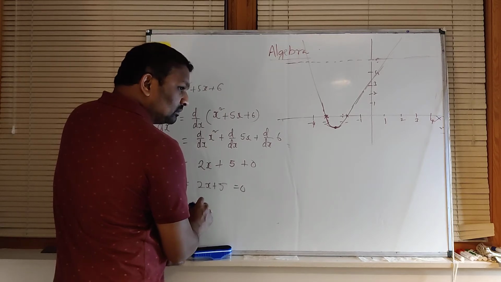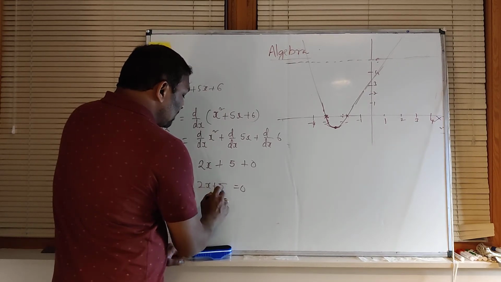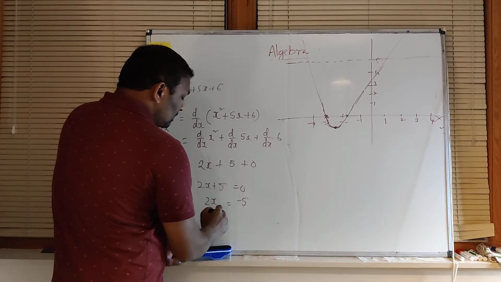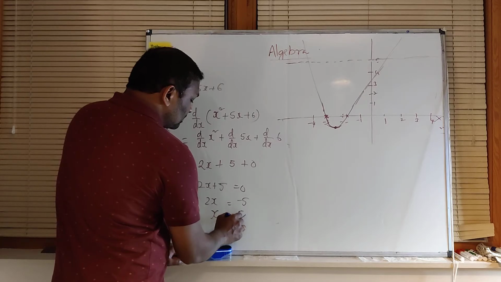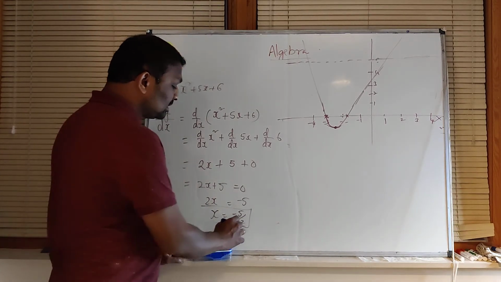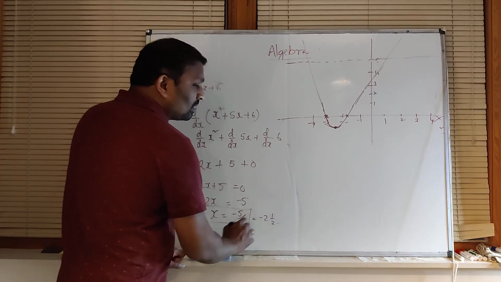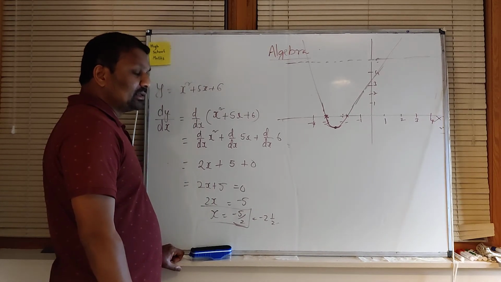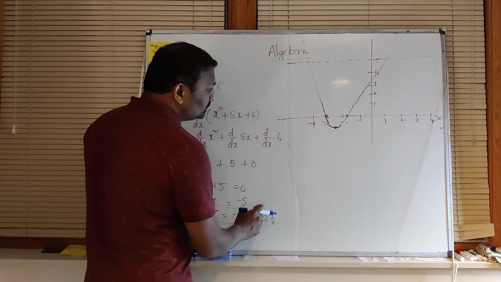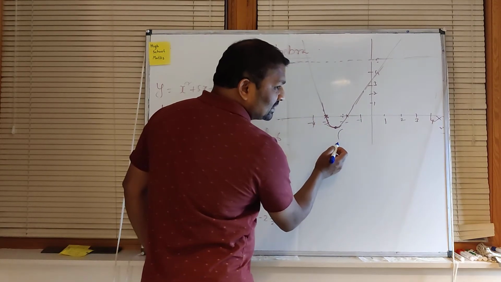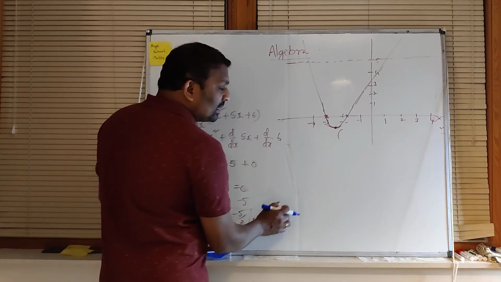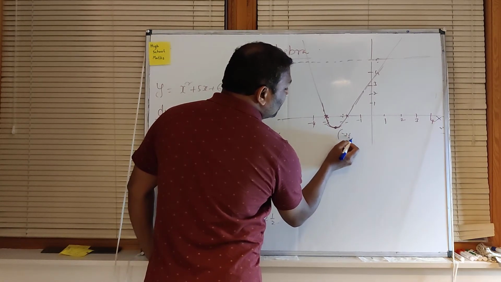That's why I equated this to 0. Then what is the value of x? 2x is equal to minus 5. x is equal to minus 5 by 2. That is x is equal to minus 2.5. At x equal to minus 2.5, it will come to the deepest point, the U-turn. What are the x and y coordinates? X coordinate, minus 2.5. What is the y coordinate? 0.